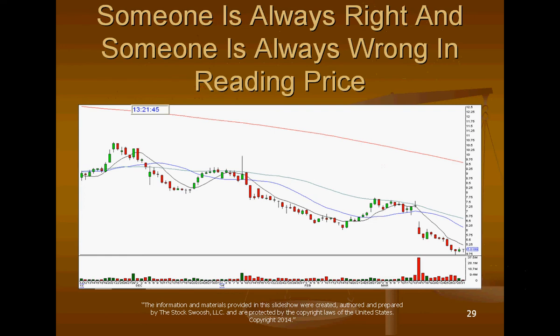So every time you take a trade, you want to be right or have conviction you are right, or at least have a well thought out process for what you're doing. Because if you don't have it, then you shouldn't risk your money.